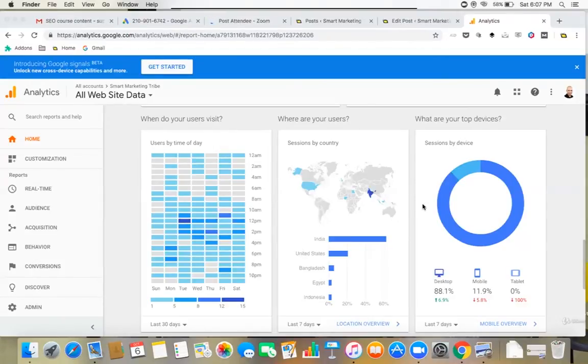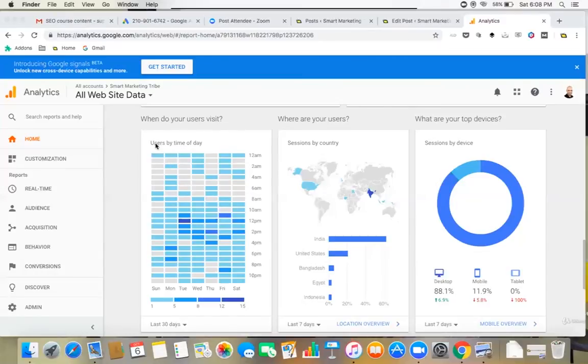Then the second one is devices. Now, Google over a period of time has given a lot of importance and authenticity to mobile users, and it has been said that your website needs to be mobile friendly as well. Over here, we can see 88% of the traffic is coming from desktop, then 11.9% is mobile, and tablet is 0%. Okay, but it is only for the last 7 days.